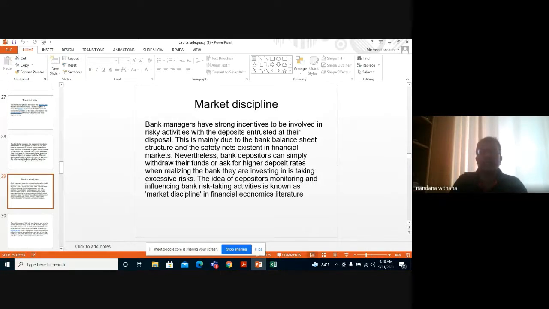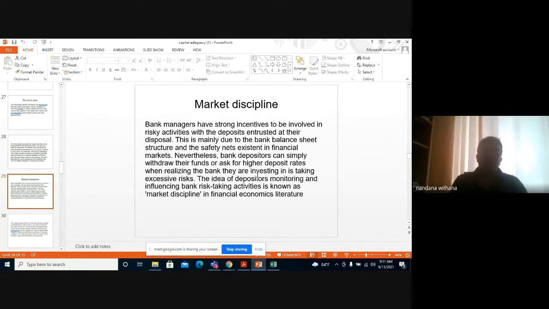Okay. So it's very easy to show impressive results in banks. You have to give away loans, that's all. But the problem is, are they quality loans? This is mainly due to the bank balance sheet structure and safety nets existence in financial markets. Nevertheless, bank depositors can simply withdraw their funds or ask for higher deposit rates when realizing the bank they are investing in is taking excessive risk.